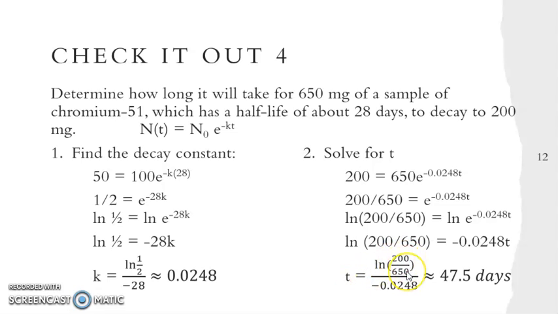So T is the natural log of 200 over 650. And I hit enter on that in my calculator. Then I hit divided by this negative number. And I got about 47.5 days.